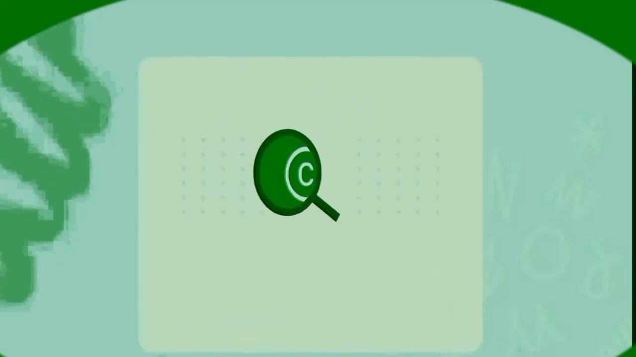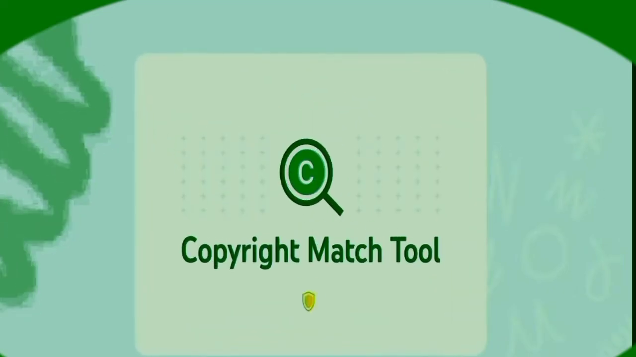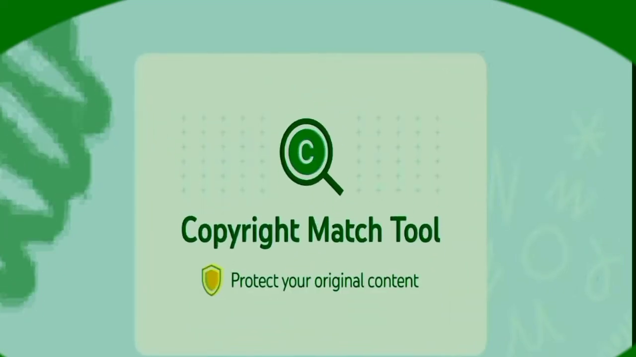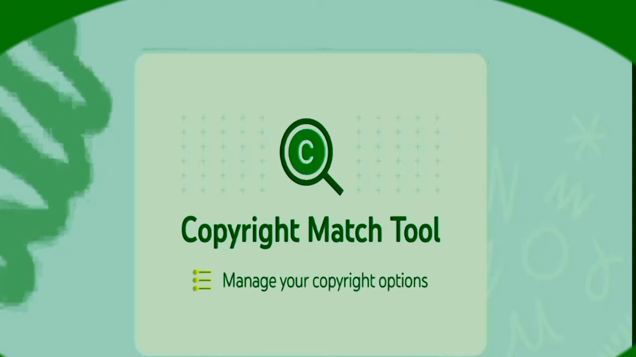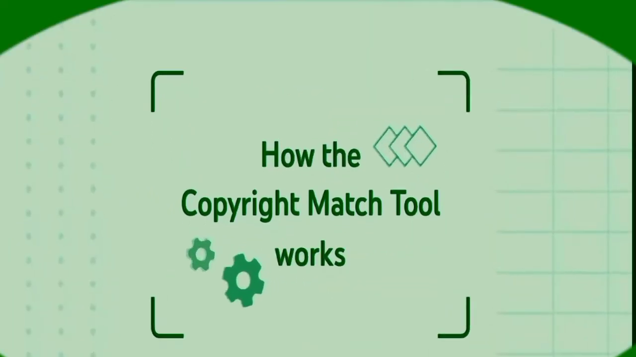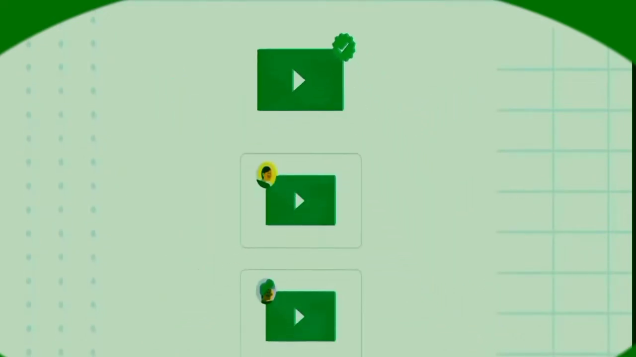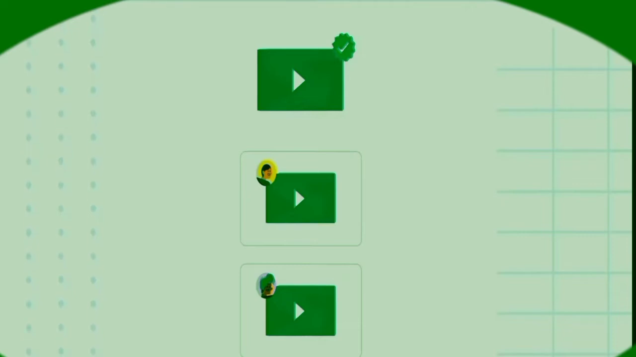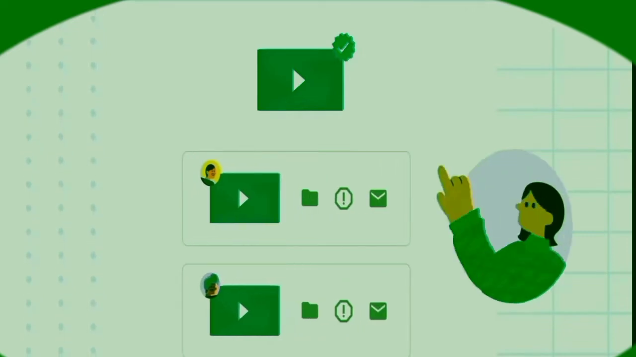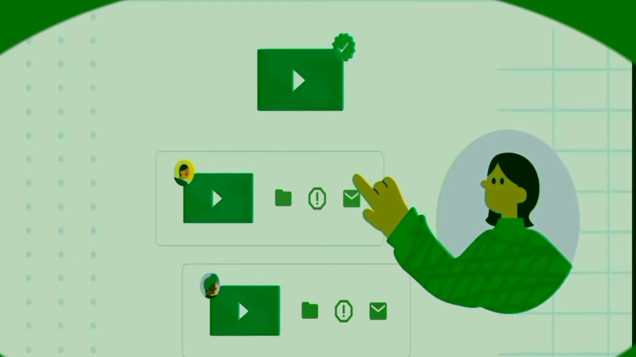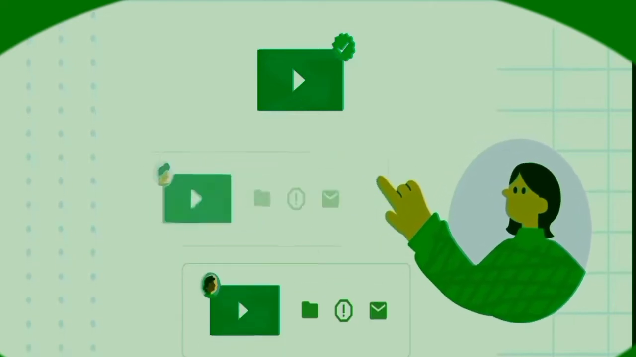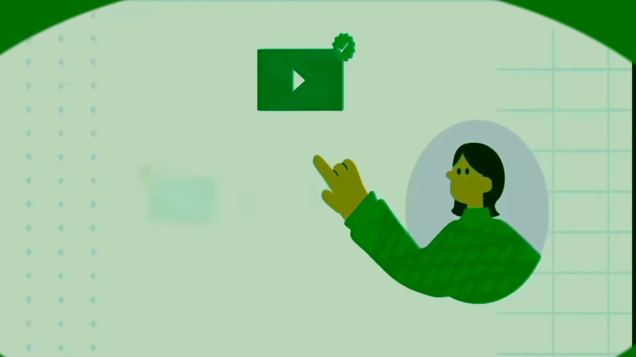Creators, let's talk about the Copyright Match tool, a feature that helps you protect your original content and manage your copyright options. First, let's walk through how the Copyright Match tool works. The Copyright Match tool helps protect your content by automatically finding videos that are the same or very similar to your own, and giving you choices for what to do with them. It uses the same matching technology as Content ID, but it's easier to manage and requires fewer resources.